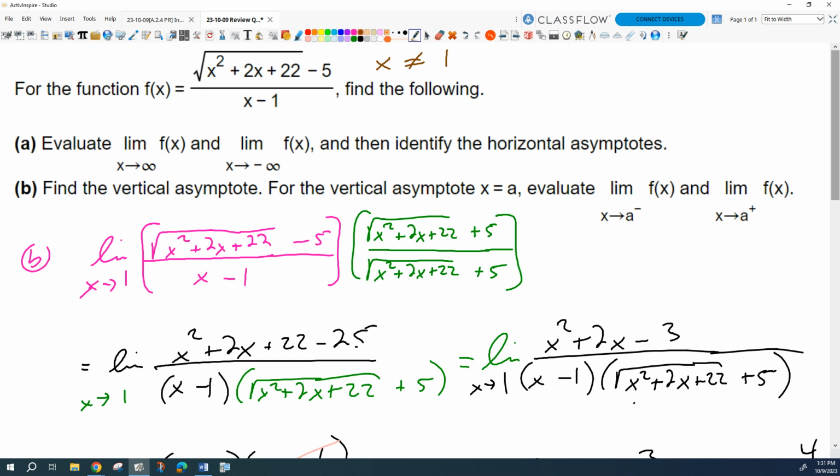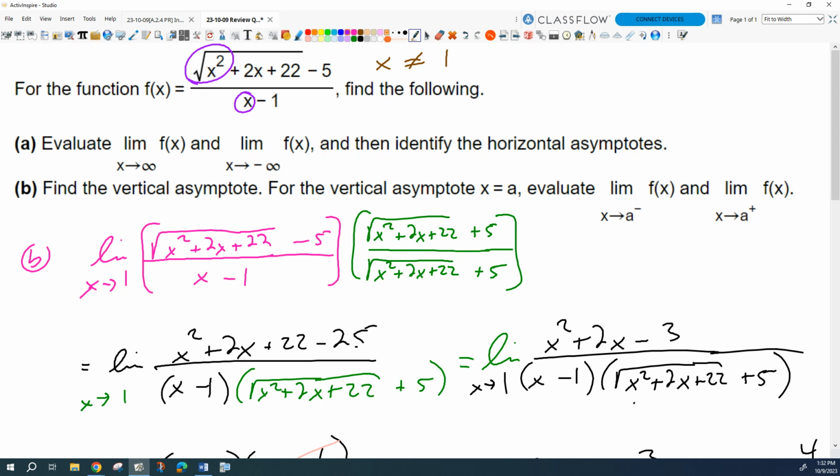Now for part A, what do you do with this function when you're trying to take limits at infinity? This is where we're only going to look at the dominant parts of the top and the bottom, right? So what's the dominant term on the bottom? x, right? As we're approaching the infinities, this is my dominant term on the bottom. What's going to be the dominant part of the top? The x squared, which is inside a square root. So it's really just like the square root of x squared.